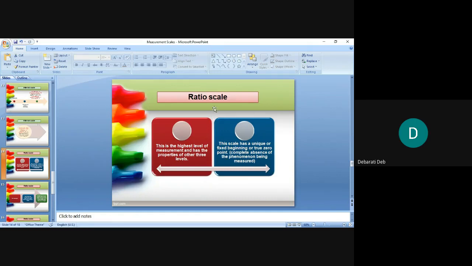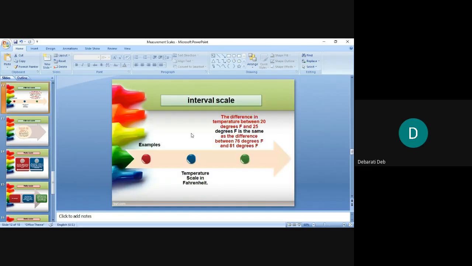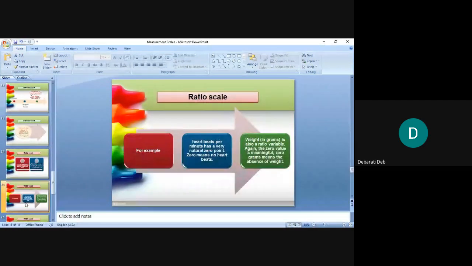So this ratio scale is said to be the best scale, and it has all the characteristics of the previous three scales, and also it starts with a perfect zero. Remember the example of the Fahrenheit scale, where you're measuring temperature, right? But it doesn't have an absolute zero. There is no zero. There will be certain temperature, isn't it? But in ratio scale, it starts with an absolute zero.